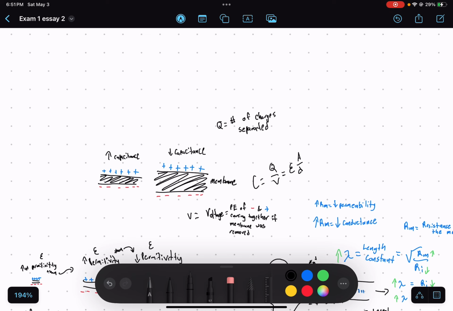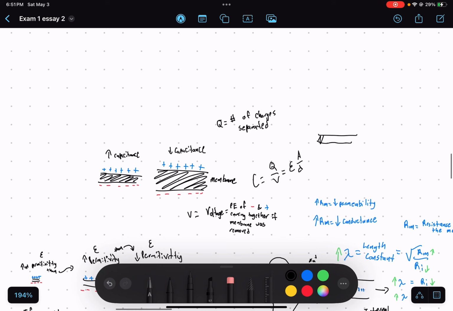Now let me explain that in a little bit more depth. Let's say you have a membrane here. This is your thickness of the membrane. Let's say you have a thick membrane here, you have a negative charge here and a positive charge here. If you remove this membrane, this positive charge and negative charge are going to come together with a force, right? Now, if we have a larger membrane, you have a negative charge and a positive charge here, and you remove this membrane, that potential energy, their force, is going to be even higher. And so that's what that voltage is.